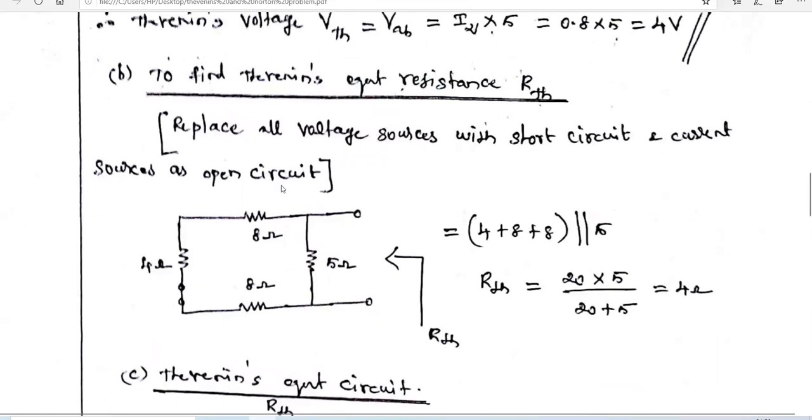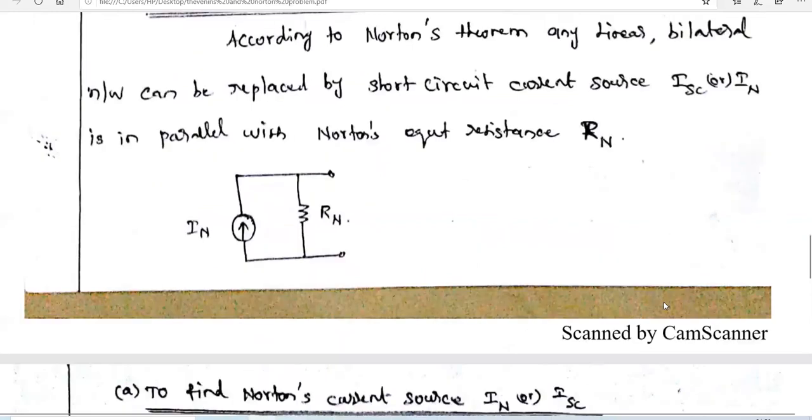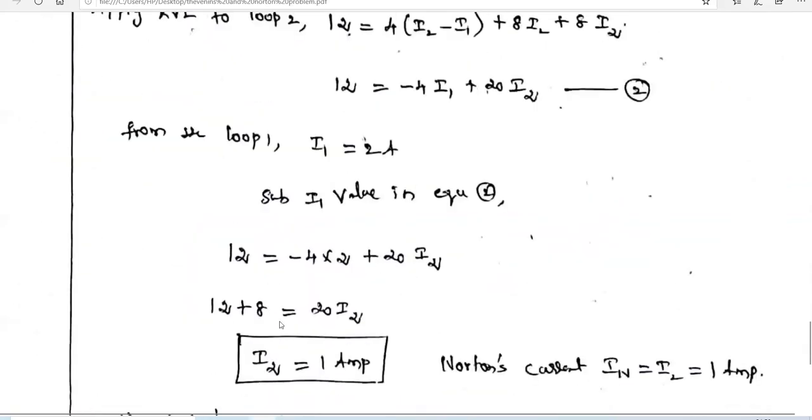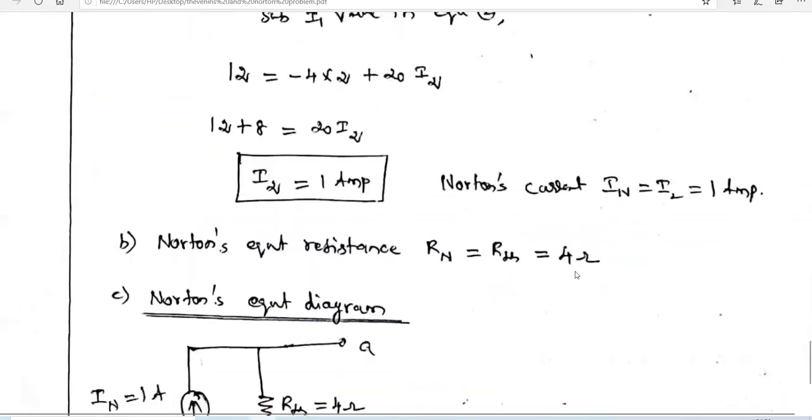Okay, so we will get the diagram like this. So these three resistances are connected in series, which is connected in parallel with this 5 ohm. So what is the value of RTH? 4 ohm. So the RTH value is nothing but the RN value of 4 ohms.